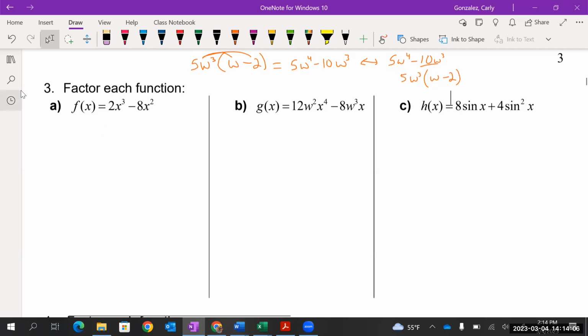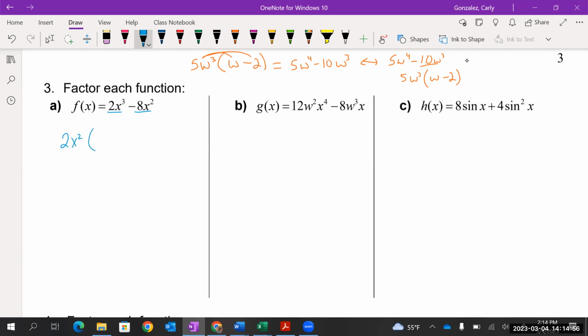So let's try it here. We have f of x equals 2x cubed minus 8x squared. The first thing we're going to do is find that GCF. Up above, the 5w cubed was the GCF of 5w to the fourth and 10w cubed. So let's find the GCF of these two terms here. What goes into 2 and 8 evenly? Play around with it, but 2 goes into both. Then we pull out the most x's they have in common, which means we pull out the lowest power of x. So in that case, it's x squared.